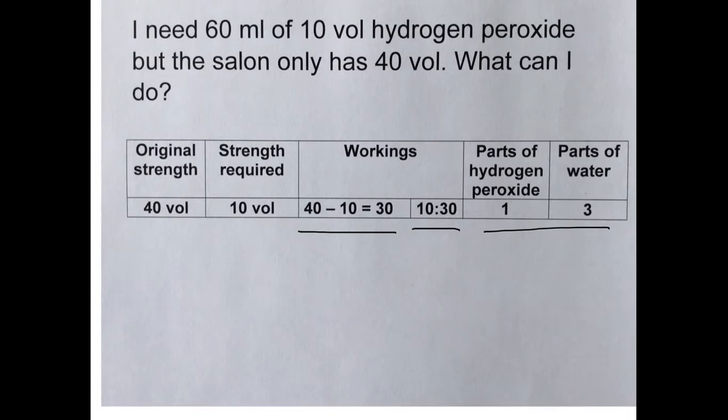So how many mils of hydrogen peroxide and how many mils of water do we need? Well, we're looking for 60 mils in total. Let's try 10 mils of hydrogen peroxide. And that's a 1 to 3 ratio, so 3 times the amount of that in terms of water. So 10 mils times 3 would be 30 mils of water. Add these two together, 10 plus 30 would give you 40, which is not enough. We need to try a larger number.